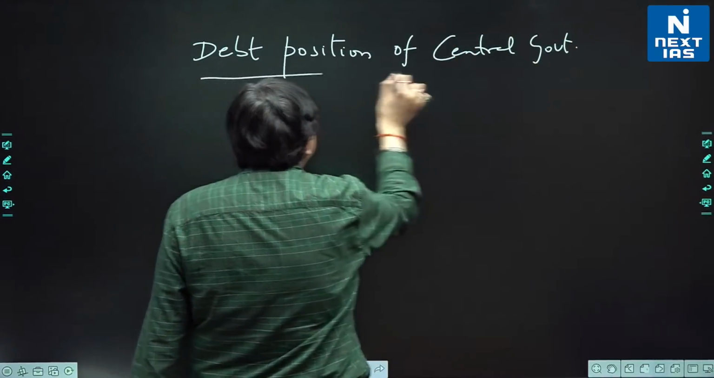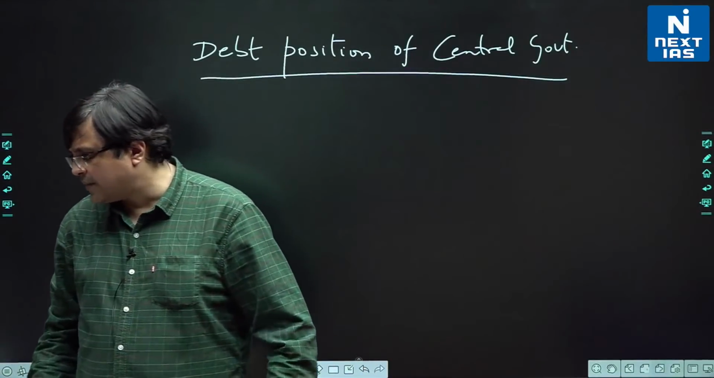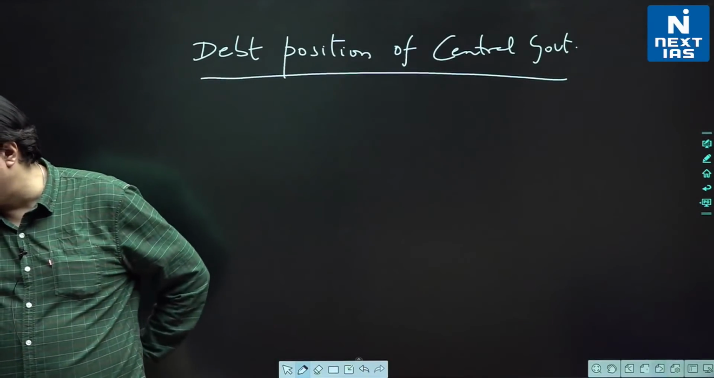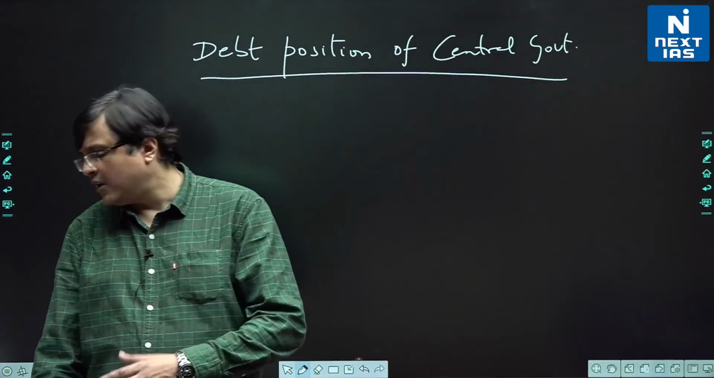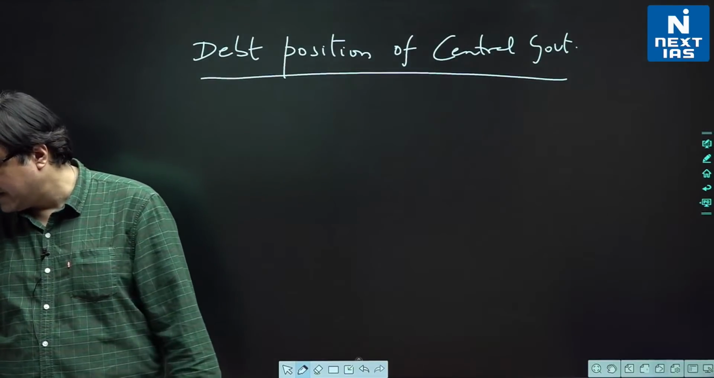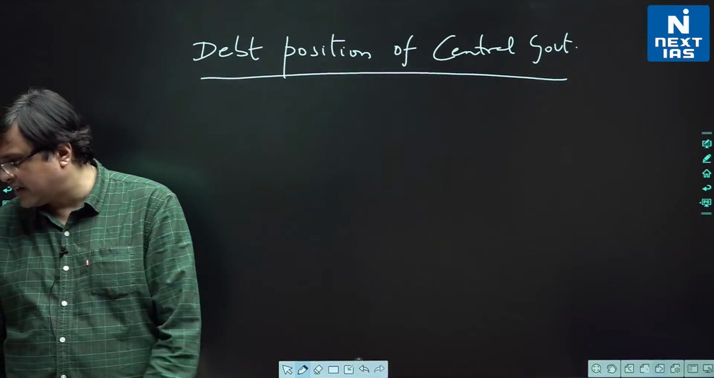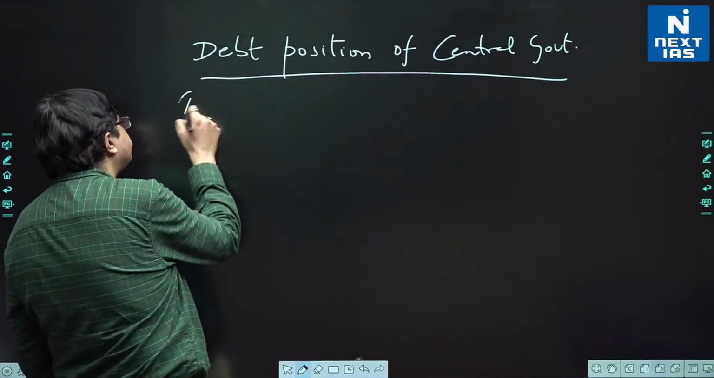सो व्हेन यू लुक एट द डेट पोजीशन ऑफ सेंट्रल गवर्नमेंट, कि सेंट्रल गवर्नमेंट के जो लोन्स हैं वो कैसे बढ़े, तो एक तो आता है इसमें पब्लिक डेट. पब्लिक डेट हुआ सरकार ने जो लोन लिया अपने देश में और बाहर. So that is one thing that is called public debt. The loan taken by government within the country and outside. And public debt has shown an increasing trend.